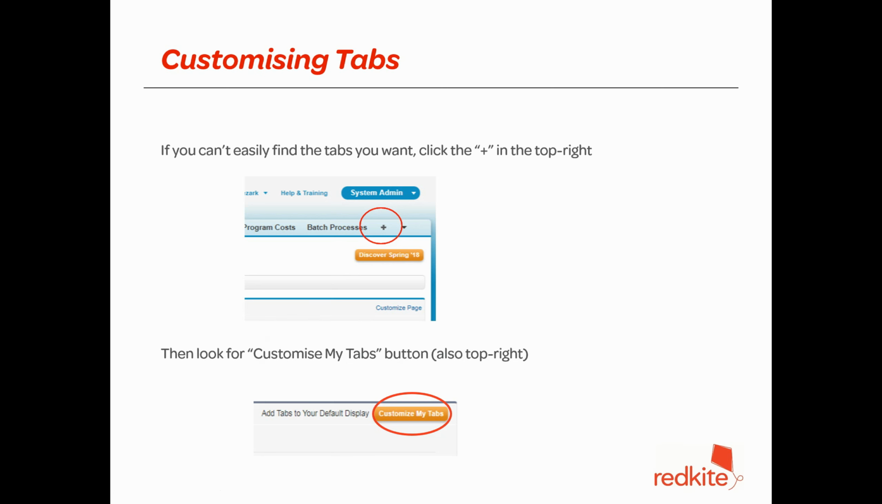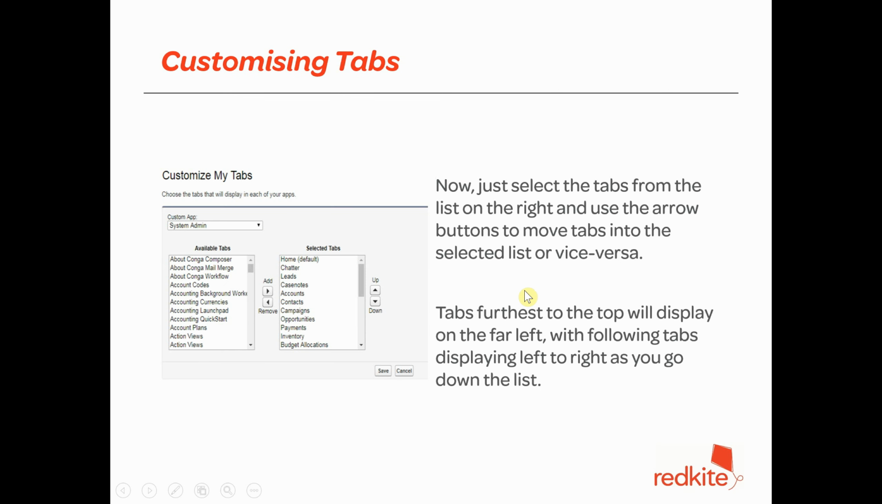So once you've clicked on the plus, and then on the next screen you click Customize My Tabs, then you'll be given a list. These are all the available tabs, and these are all the ones that are currently on your app. So if you wanted to get rid of one, you'd click it here, and then click the arrow to move it back into the available tabs list. If there's one on the available list that you want to choose as in the selected tabs, click it, click the arrow to bring it over here, and then hit save.